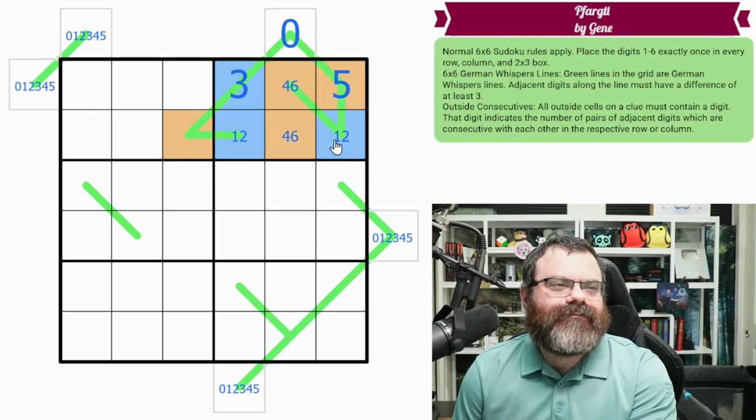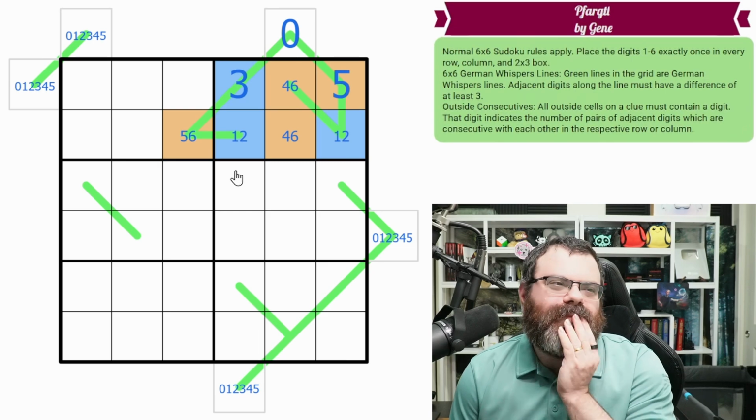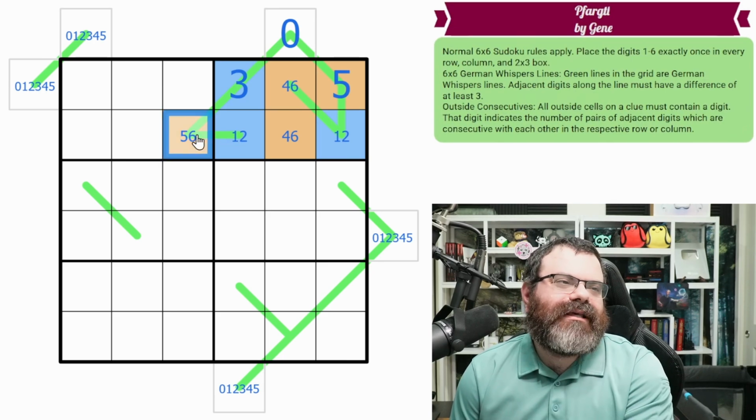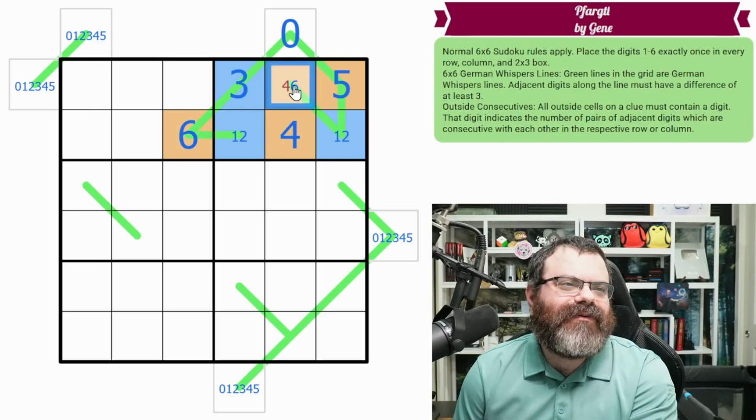That does not resolve these. This is next to a 1 or a 2. So it cannot be a 4. So it's 5 or 6. 4 has to go next to, oh, sorry. Oh, it could be 4. No, it's next to a 3, so it has to be 6. Sorry, I did that backwards. So that's 4 and 6. Very nice.